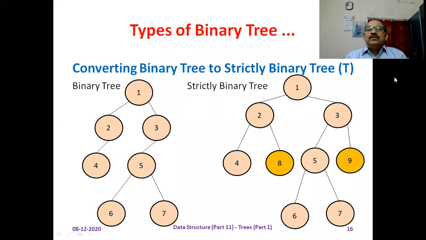What is the difference? In a binary tree, each node has either 0 or 1 or at most 2 children. But in a strictly binary tree, each node has either 0 or 2 children. Okay.